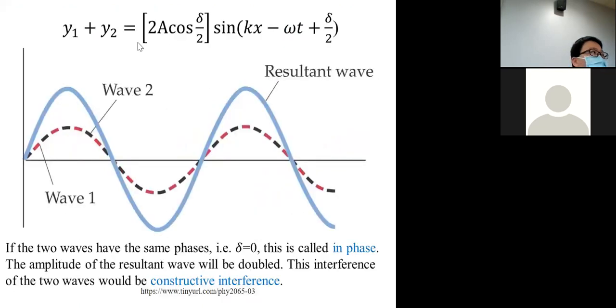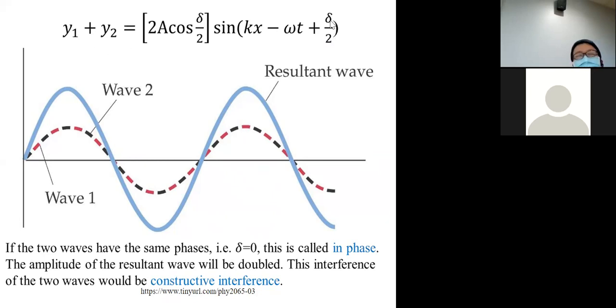It would be twice the amplitude times cosine of 1/2 of the difference of the two angles, or two phases, which will be delta, and then sine of 1/2 of the addition of the two. Because 2kx becomes kx, and 2 omega t times 1/2 becomes omega t, but delta will be divided by 2. As a result, you can see this is a generalized expression for y1 plus y2.